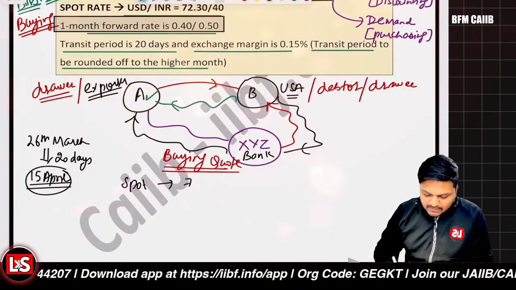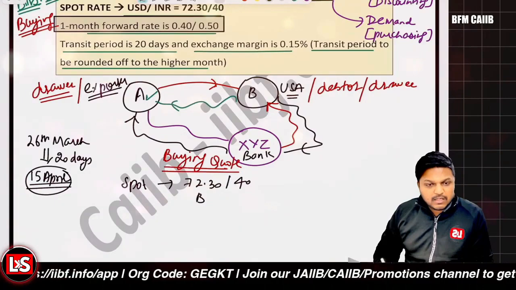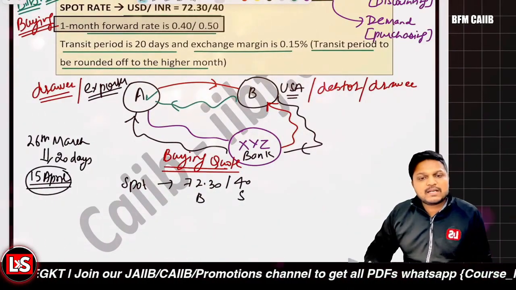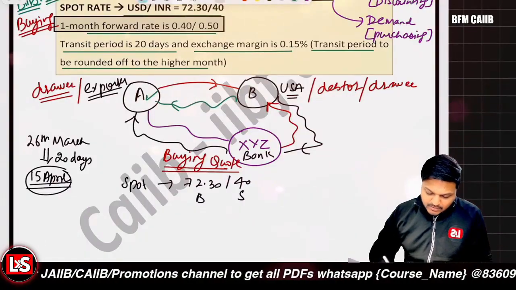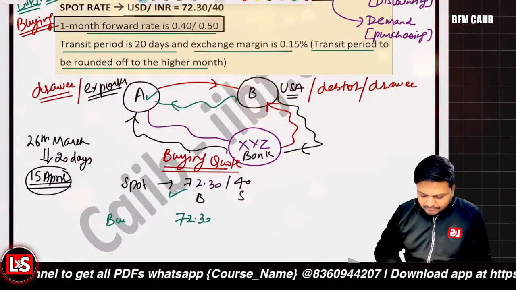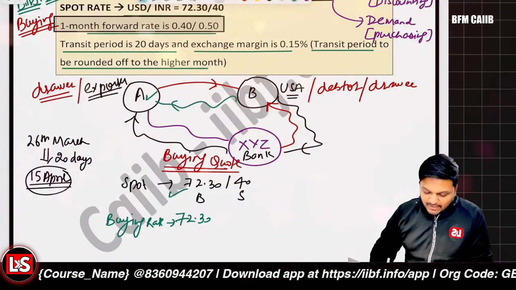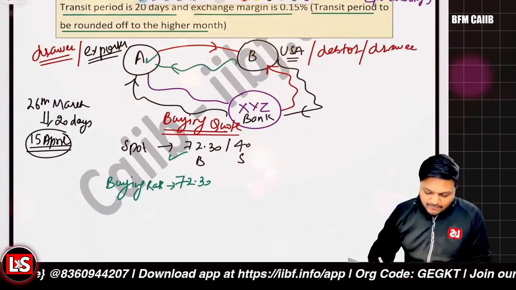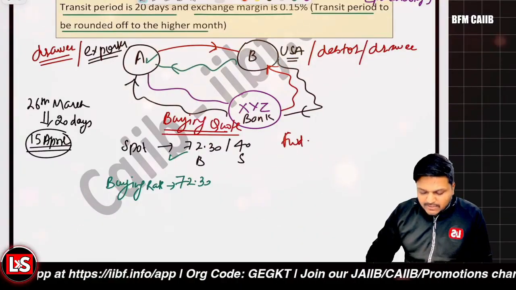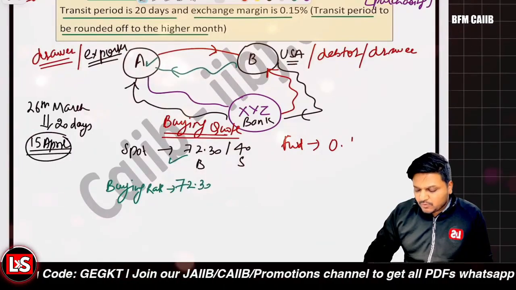The spot price is given to be 72.30/40. This is the buying quote, and this is the selling quote. And what quote is to be considered? It is the buying quote which is to be considered. So it is 72.30. That is the buying rate that is to be considered. And further after that, the forward points are given, and the forward points are given to be 0.40, 0.50.